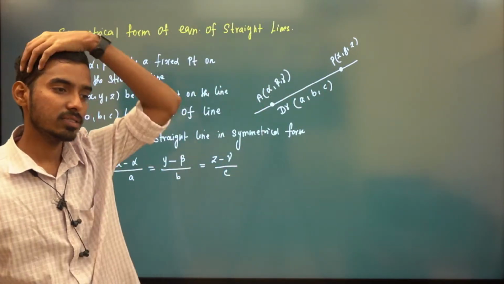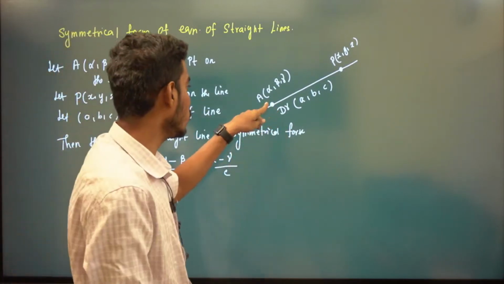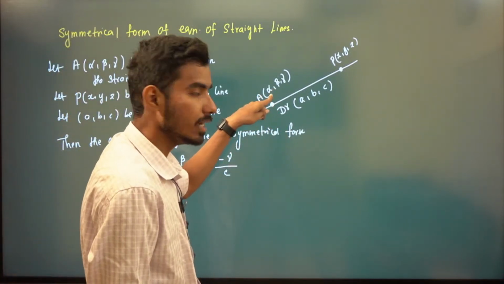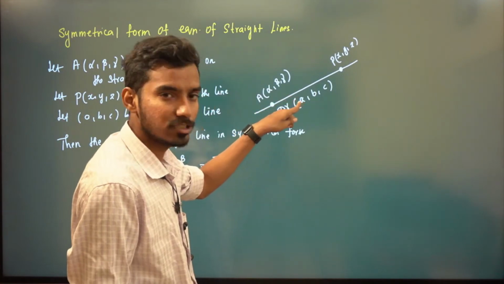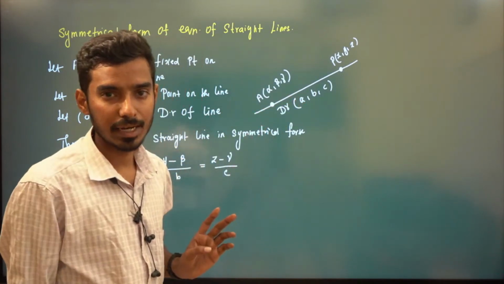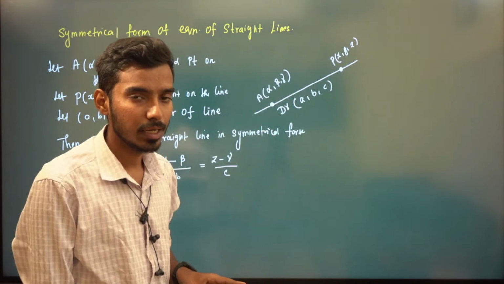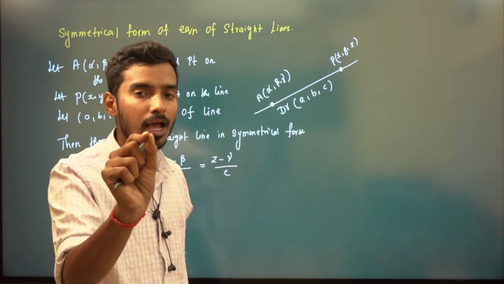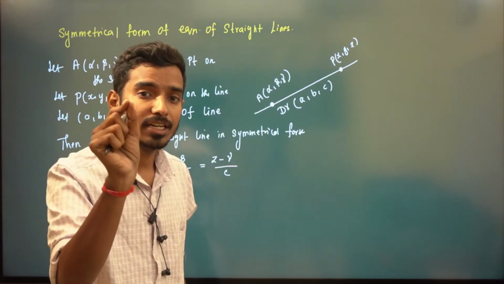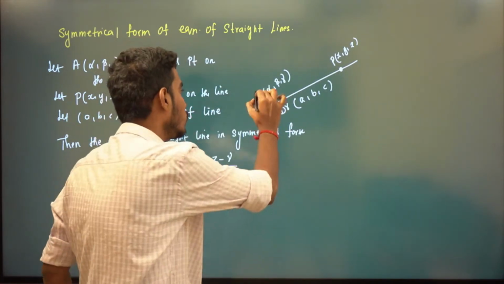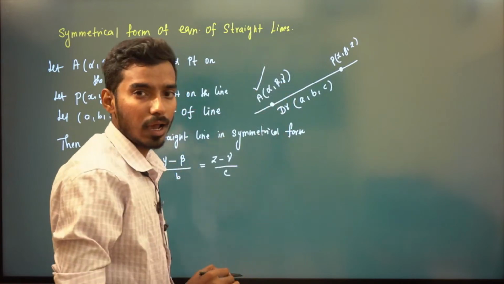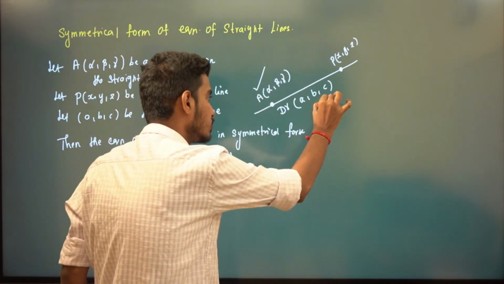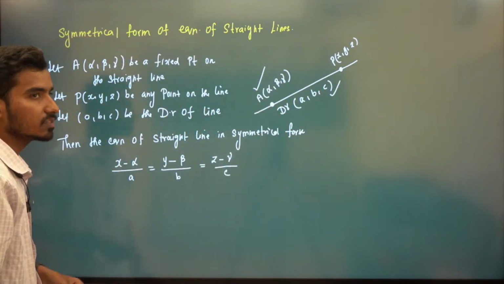So that means if you know a point on the line, and if you know the direction ratio, you can form the equation of the straight line. Very important point. I'll repeat: if you know any one coordinate on the line, and if you know the direction ratio of the line, you can write the equation of the straight line, right?